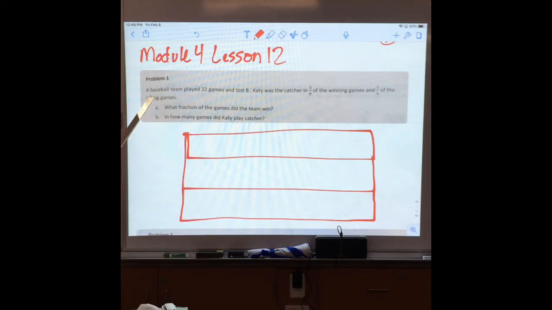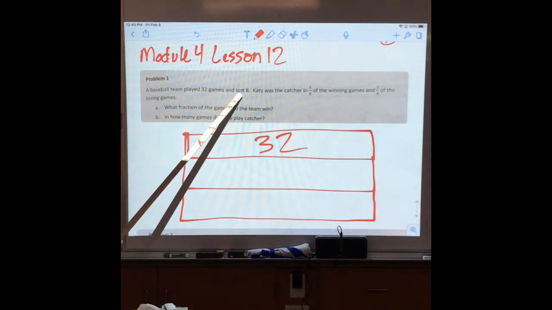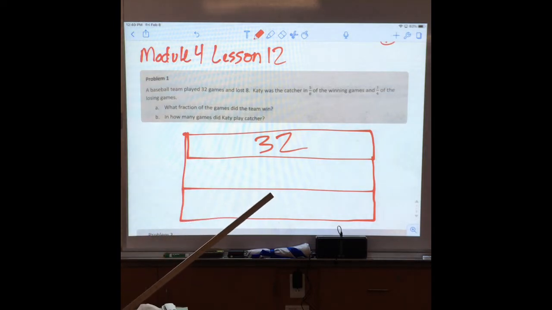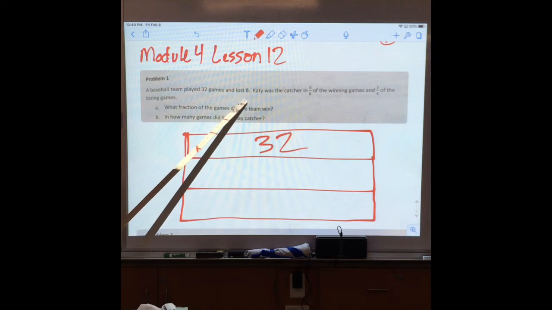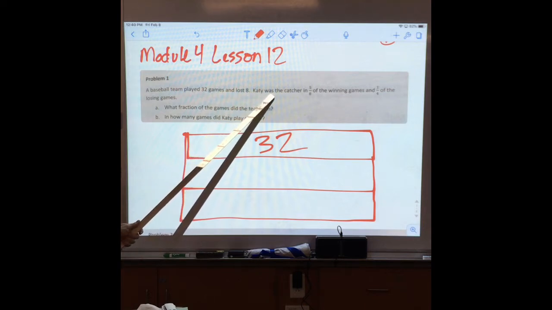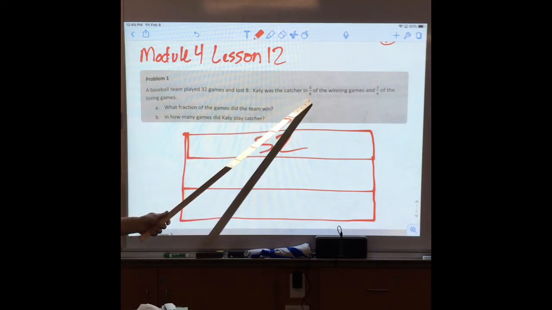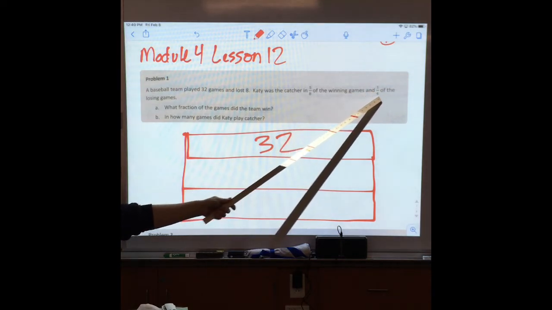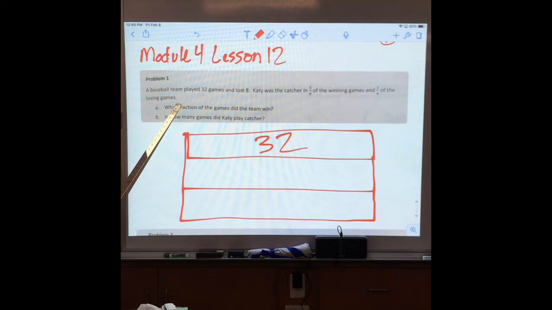As you can tell, it says a baseball team played 32 games. So what do you think should be in this first box? Right, 32. Now it says they lost 8. Okay, so they lost 8. Katie was the catcher in 5/8 of the winning games and a fourth of the losing games.